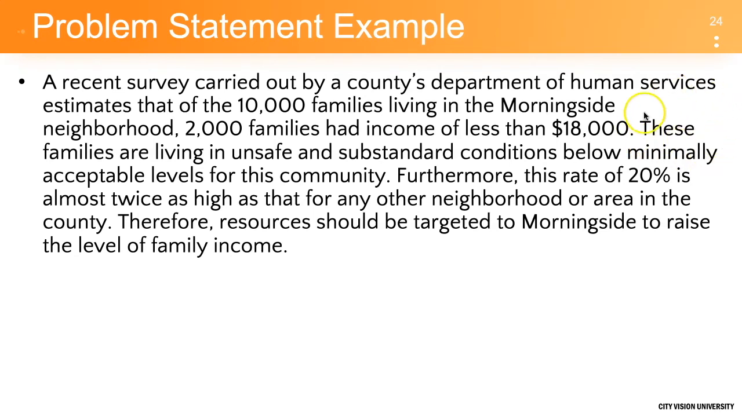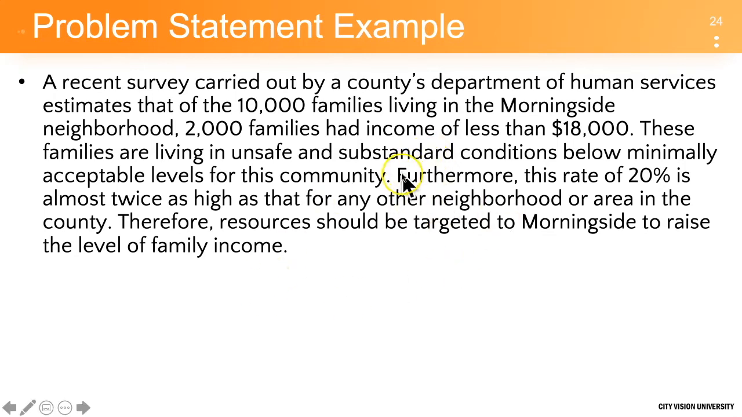That moves on to number 2. So right here in this second sentence, we have that comparison. So these families are living in unsafe and substandard conditions below minimally acceptable levels for this community. Those levels are the standards to what we were comparing previously on the previous slide. You've got a label of what's considered acceptable, and these families are living below that. And then the interpretive point comes in, well, it's unsafe and it's substandard.